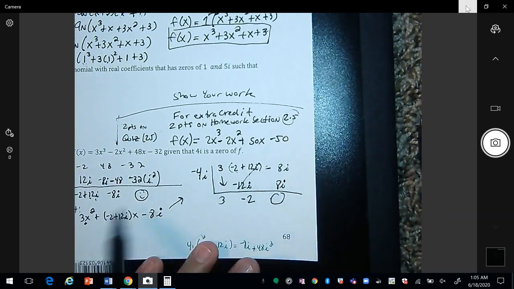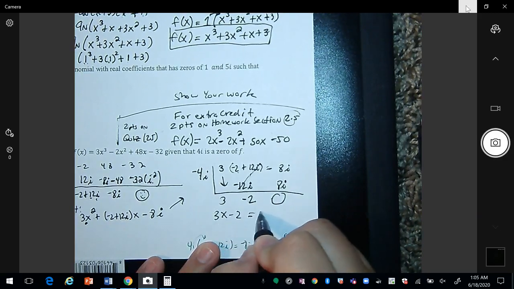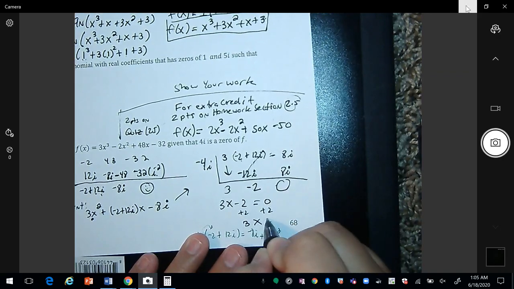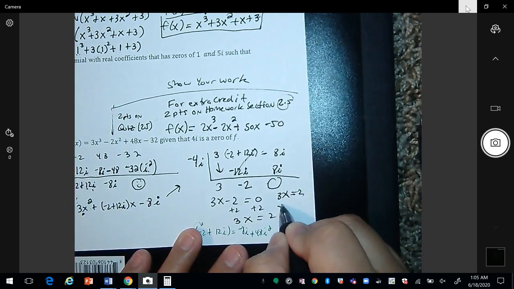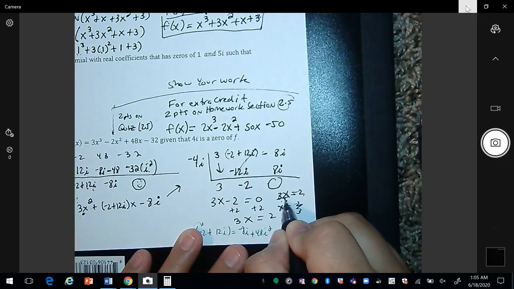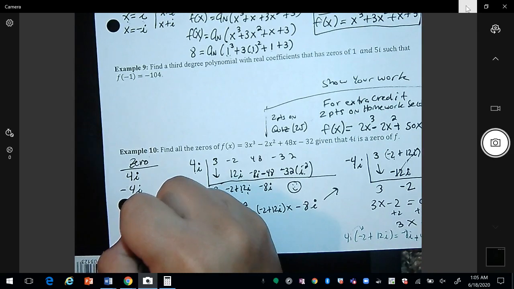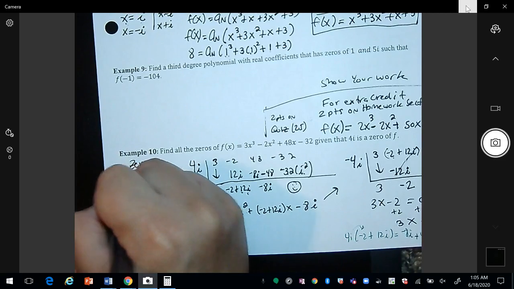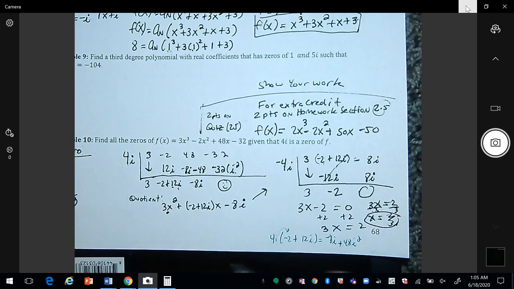So since we were at x squared here, now this would just be 3x minus 2 equals 0. I can add a 2. So 3x is equal to 2. So my zero will be x is 2/3 if we divide by 3. So my third zero is 2/3. Okay, so you can still use synthetic division even if you have these imaginary numbers.